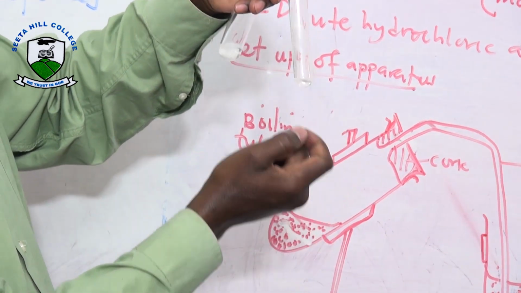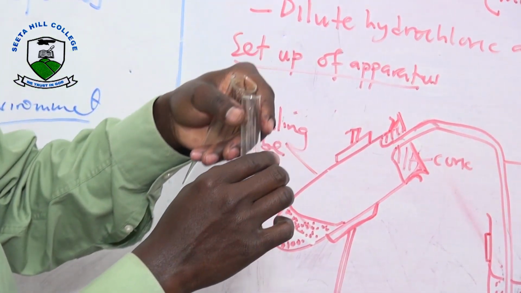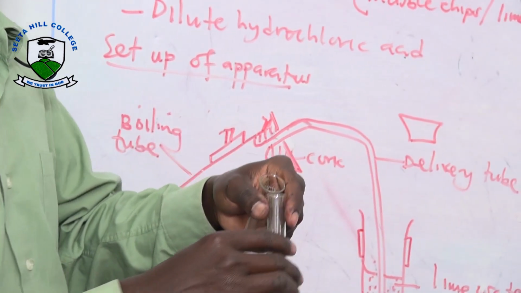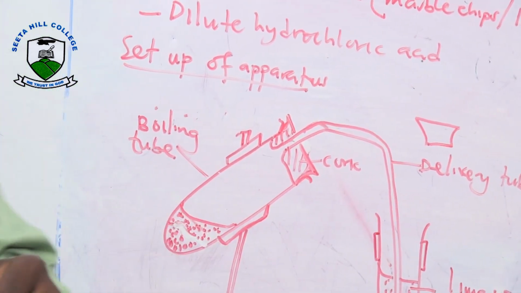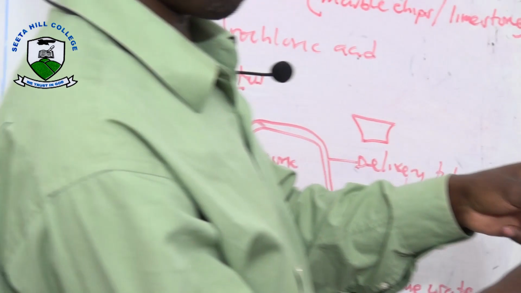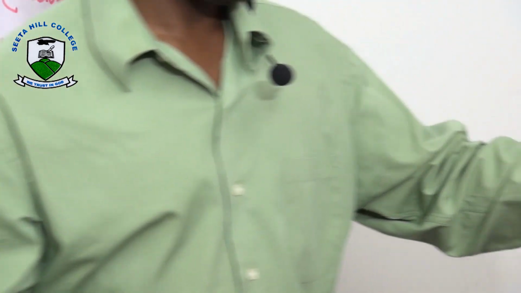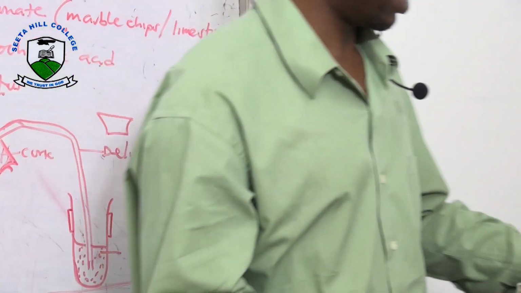When we allow it to enter lime water, it will turn milky. Lime water will turn milky. Now in improvisation, if we don't have a delivery tube there, we can improvise.